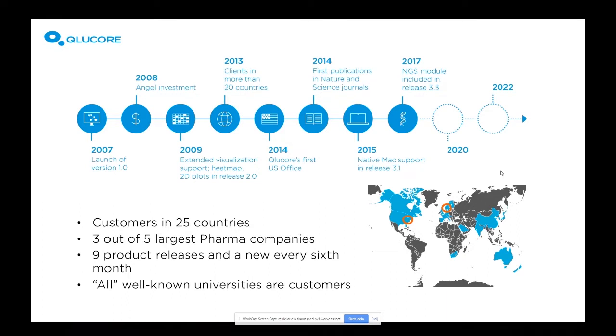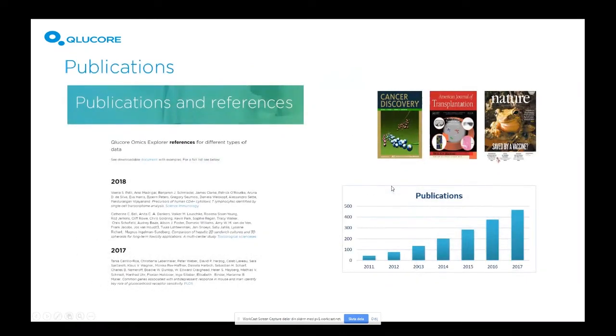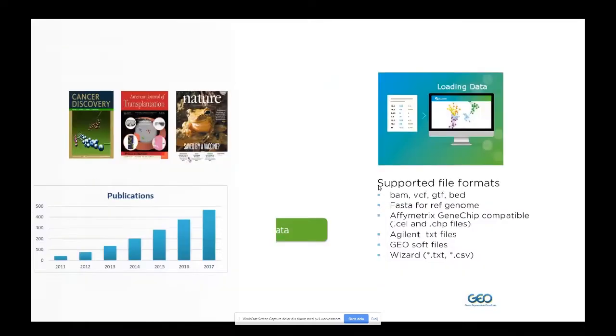We usually say that all well-known universities are our customers, and one way to check that is to go to Qlucore.com, where we have a list of all publications in peer-reviewed journals. Currently, there are a little bit more than 600 of these publications that we have found. In addition to providing information about who is using Qlucore, it's also a great resource for finding out what they have done using the program.